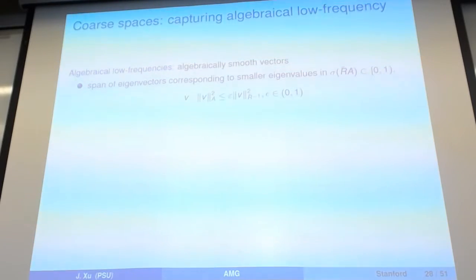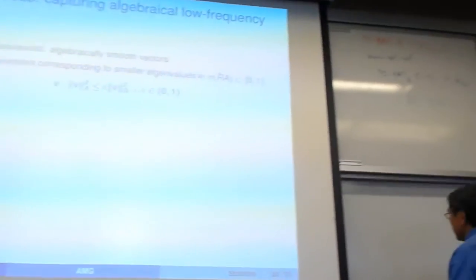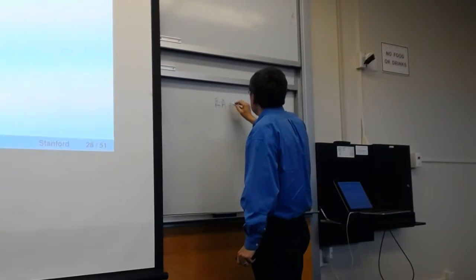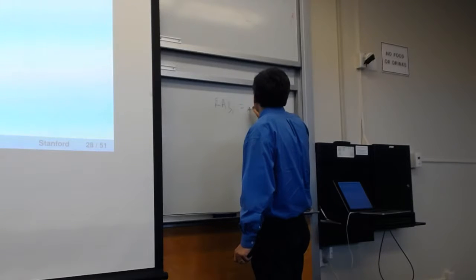So how do you choose the coarse space? Okay, you want to listen carefully. This is a heuristic. It will depend on my theory, based on my theory. So algebraic low frequencies, the things that we want to capture is this. We want to capture this R bar A theta I equals mu I theta I.